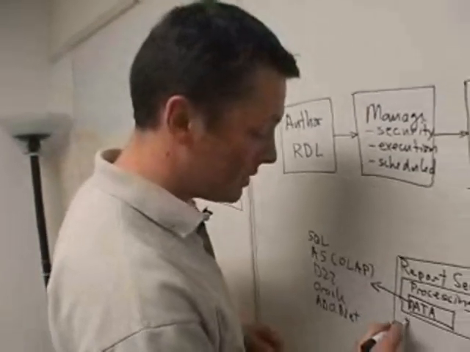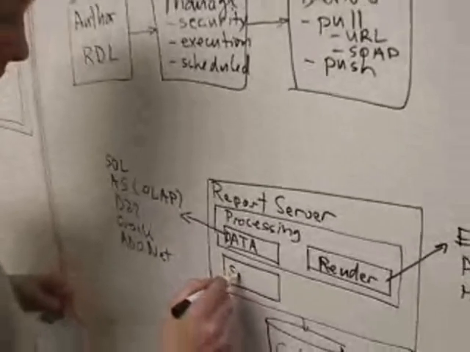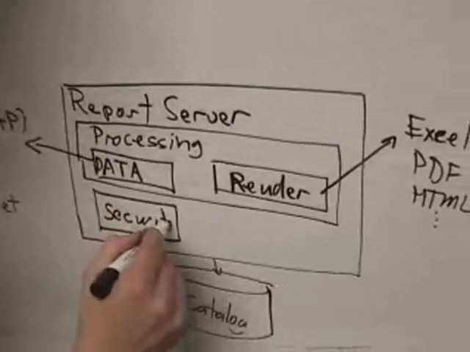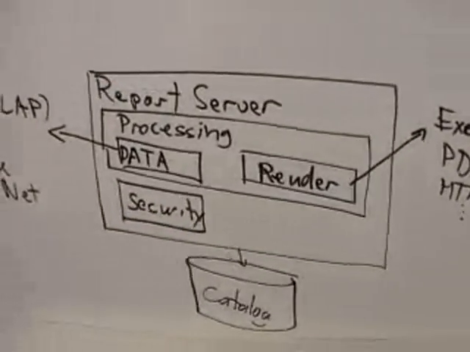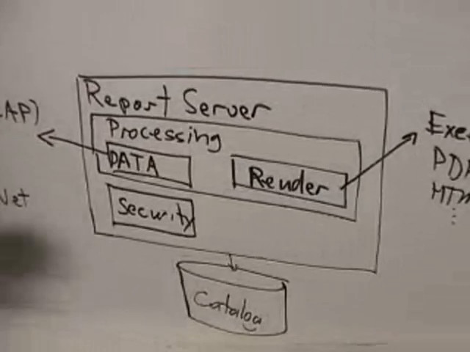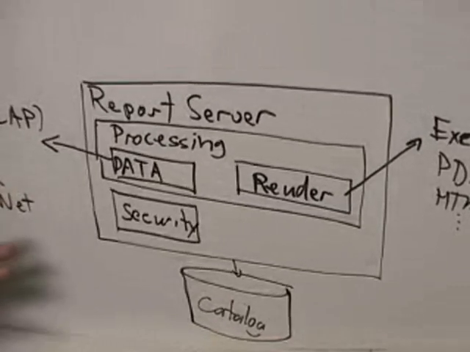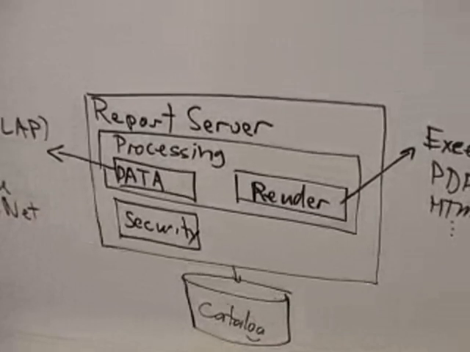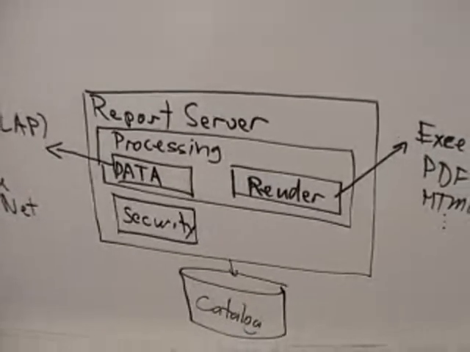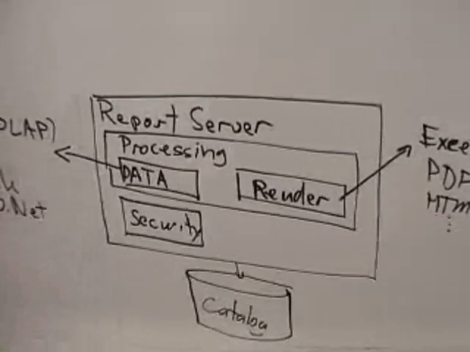Finally, we have two more pieces of extensibility inside the report server. We have security. This is supported in the enterprise edition of reporting services. So if you have a web-based application that has its own custom security provider that's not Windows integrated security, we can support that through this extensibility.